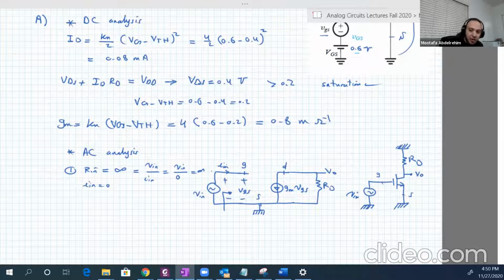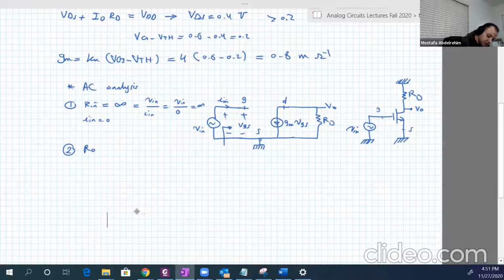And this is a common characteristic of most amplifiers, because the gate source resistance is infinity. It's a capacitor. And this is also a basic advantage of most transistors in general compared to BJT transistors. Good. Number 2, RO. Gonna put here a source at the output terminal. It's called Vx, which produces a current called Ix. Then we will have RD.